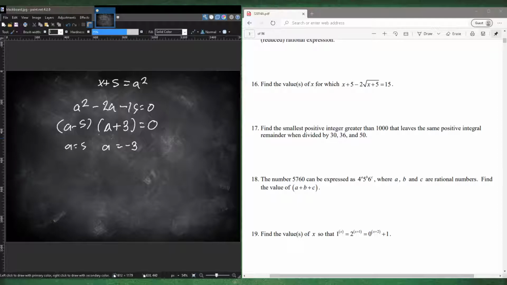And the reason I like this method is because now we can tell which one is extraneous, because this is extraneous. Because remember, x plus 5 equals a squared, and our a is equal to square root of x plus 5. So that basically tells us that a has to be positive. It cannot be a negative. So a has to be equal to 5. So a is equal to square root of x plus 5. So now we find what x is. So that's 25 equals x plus 5. So x equals 20. And that's our answer for number 16.